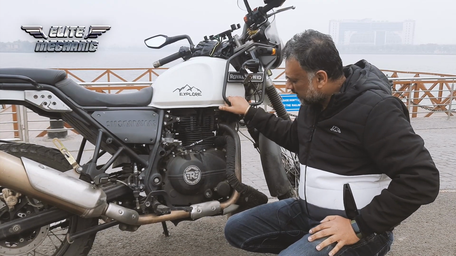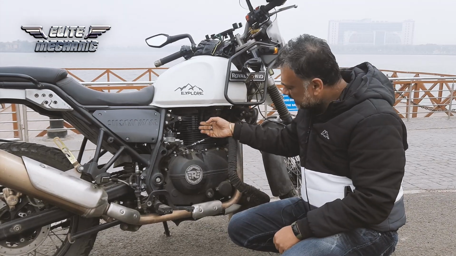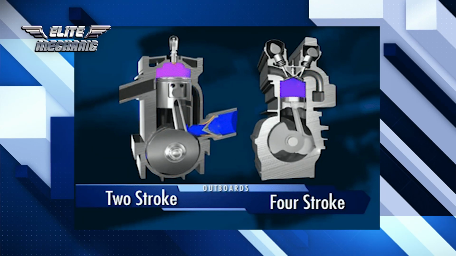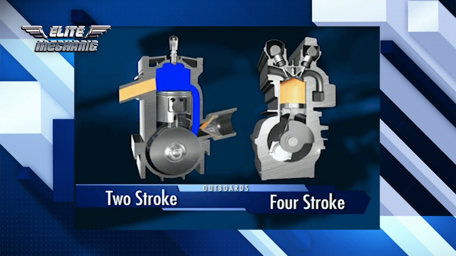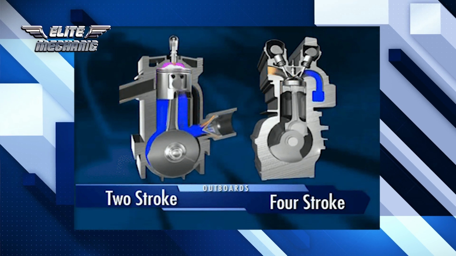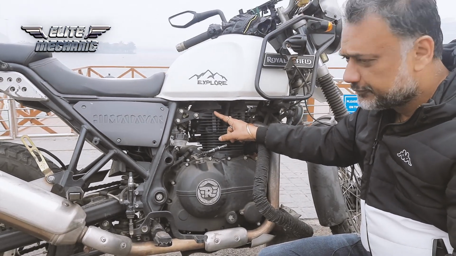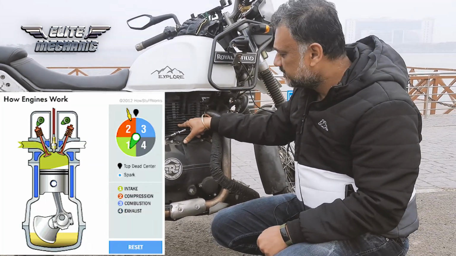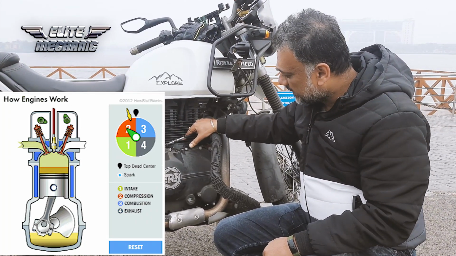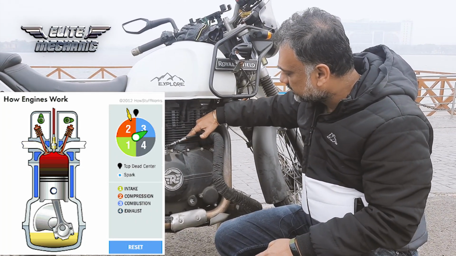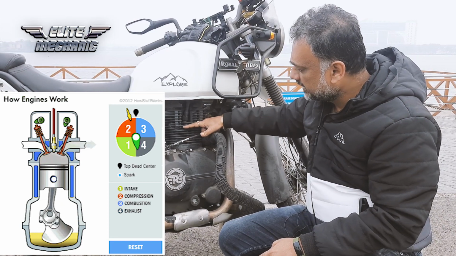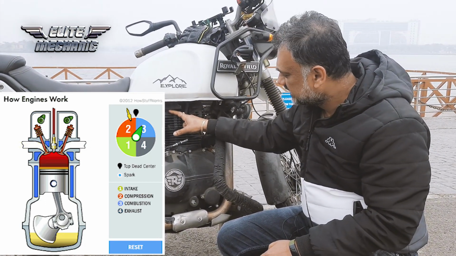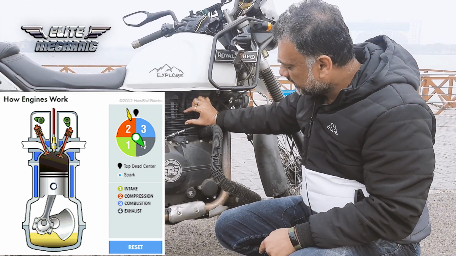During the induction stroke, what happens is the piston from the top goes down to the bottom dead center, creating a suction here, opening the inlet valves. So the inlet valve opens and the fuel-air mixture is pulled inside. Next comes the compression. In the compression, the piston from the bottom dead center comes up to the top dead center. Both the valves remain closed in that case. So the whole fuel-air mixture is compressed.